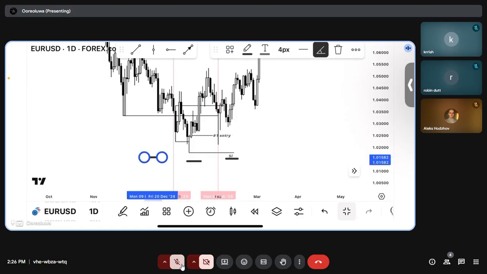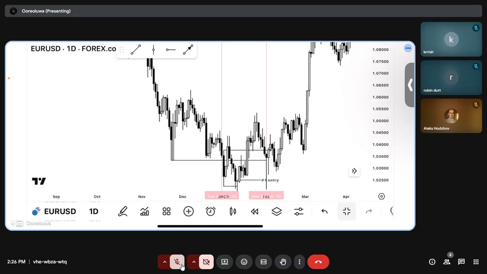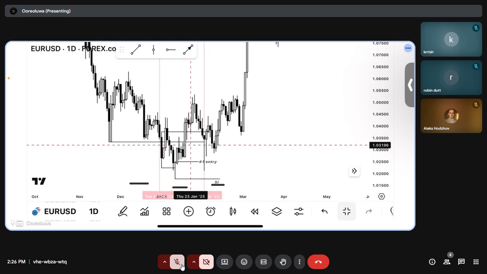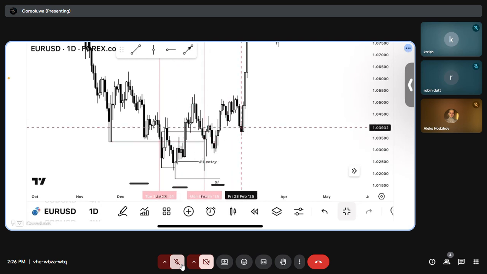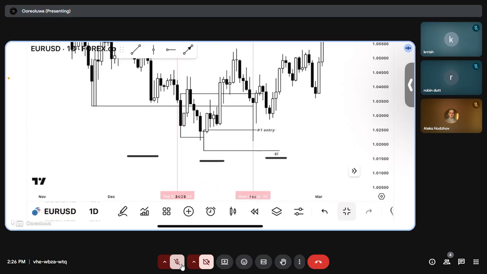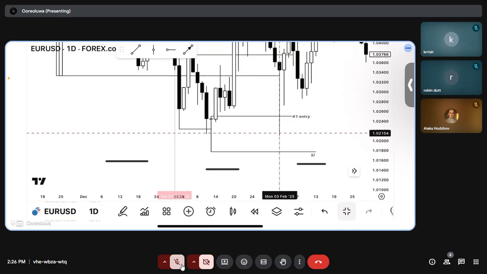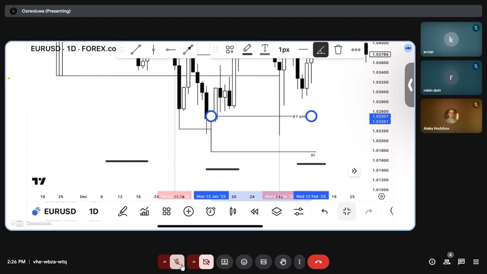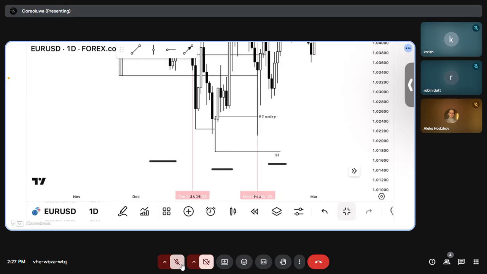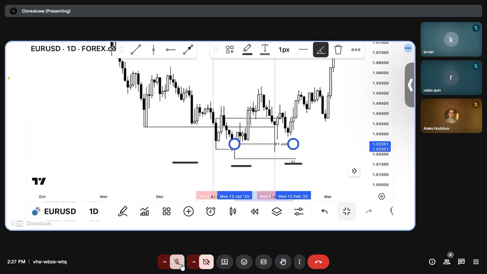First candle accumulates, second candle manipulates, and third candle distributes immediately. The first day of February, we started buying. So we would have taken a trade from this place if we analyzed from the weekly, from the daily, I mean, from the 4 hour. This is how you would have done it.